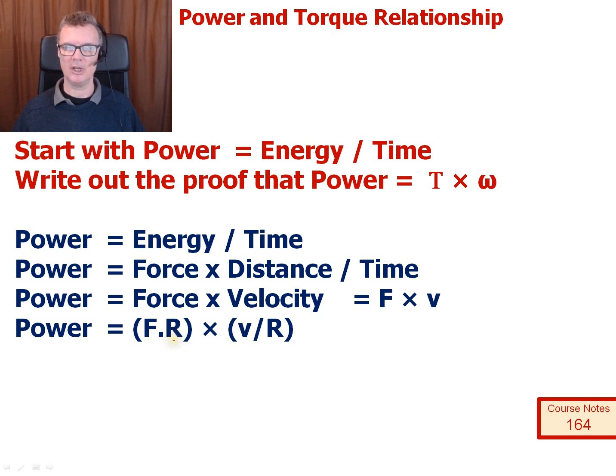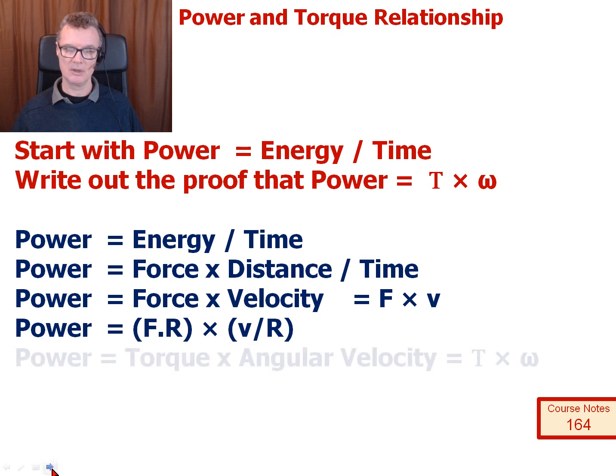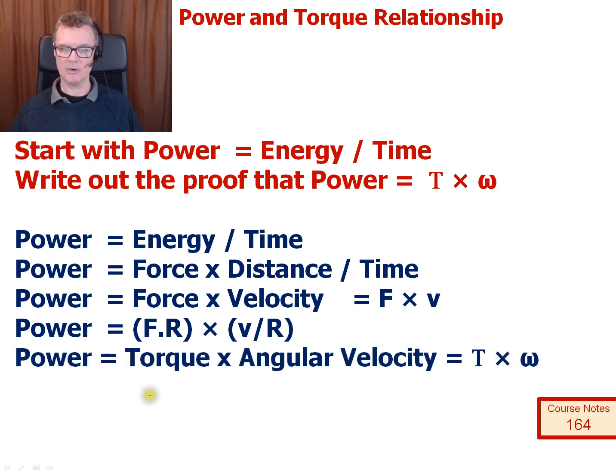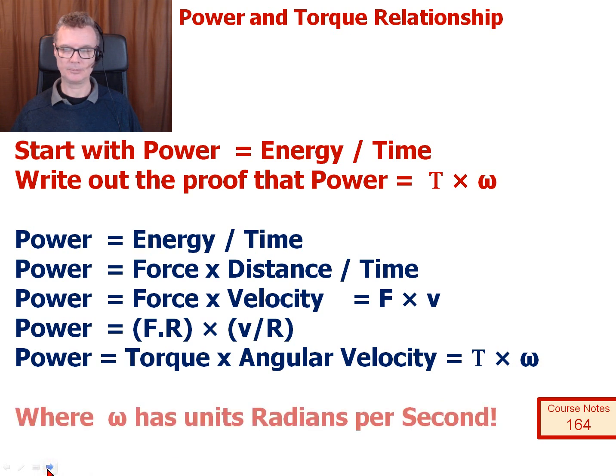And so if I've got an R here, and then I divide by an R, then my R's cancel and we end up with the previous line. So here we've got velocity divided by R. What's the definition of velocity divided by radius? That's angular velocity. So that's our proof. So we've got torque times angular velocity, and those are the symbols. And don't forget that the angular velocity is something that we measure in radians per second.